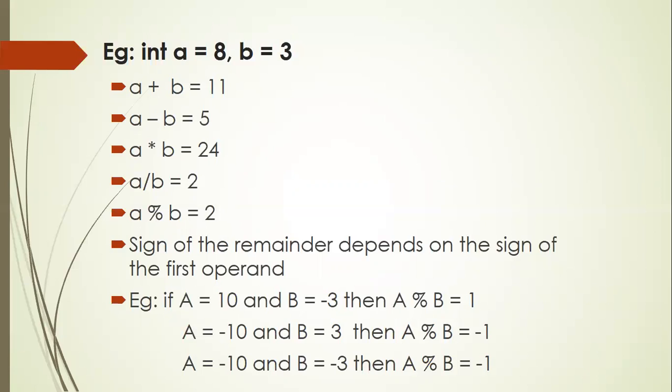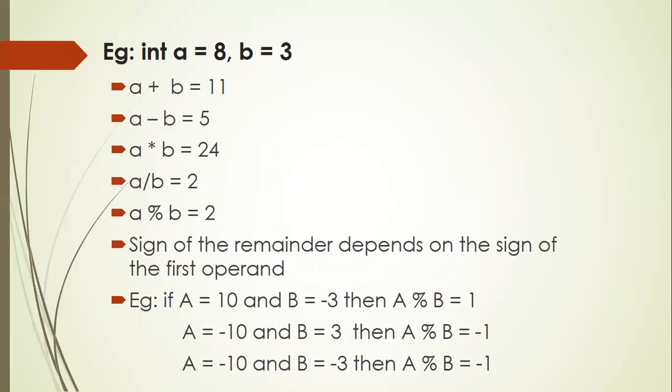In case of percentage operator, the sign of the remainder always depends on the sign of the first operand only. It never depends on the sign of the second operand. Example, if A equal to 10 and B equal to -3. In this case, since the first operand A is positive, the result A percentage B is +1 only. In the second example, A equal to -10 and B equal to 3. Here the first operand is negative. In that case, the result is -1.